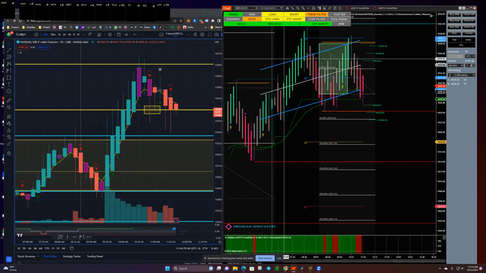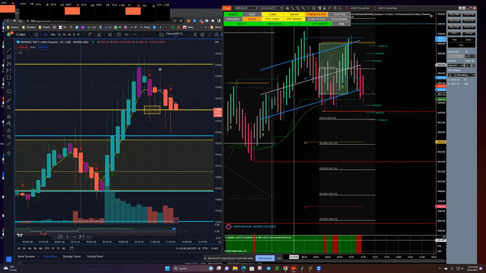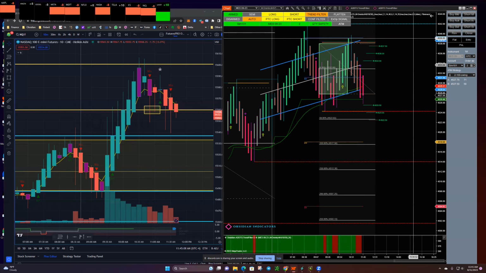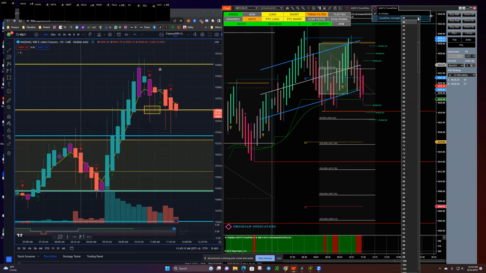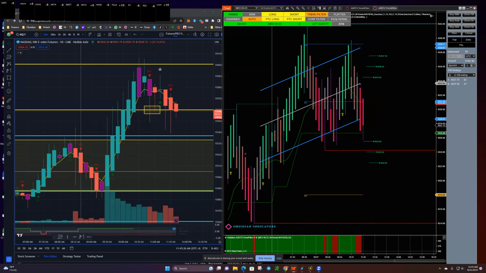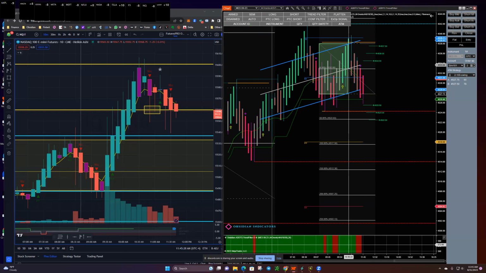Now, by the way, I have the older version. This is the 1.1, not the 1.2. But typically, you can change the trend filter right here. The default on the NQ is 26. I would probably change it to 18 on the ES.